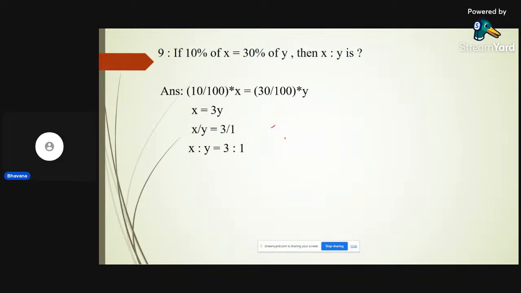So 20% of x equals 40% of y. So what is the answer for this? Yes, it's 2:4.